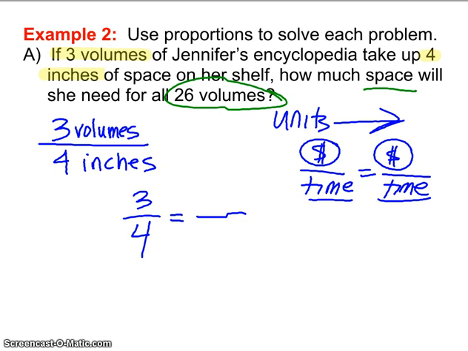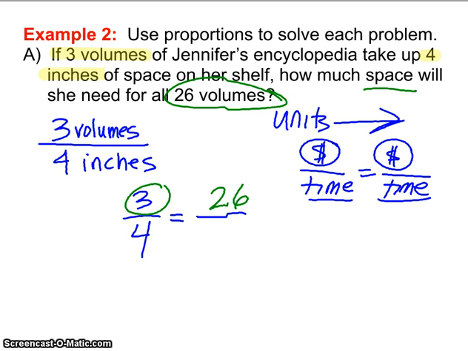What are the units for 26? 26 what? Volumes. Where is volumes at? Top. Remember, your units have to be the same going across. So this 3 represents volumes, so the number that represents volumes also has to go on the top on the other side of your proportion. Okay? This represents 3 volumes, this represents 26 volumes.